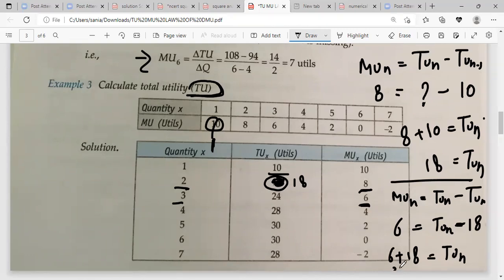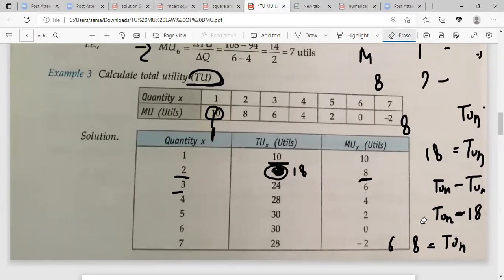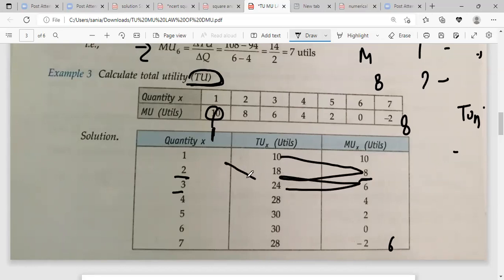Clear? Yes, ma'am. This is somewhere very tricky. You should just remember one thing: just add it. First you already know it will be 10, right? Then simply 10 plus 8, you will get 18. 18 plus 6, you will get the zigzag. It will be like this. The straight answer will be here, then the next answer will be here, like this. Okay?